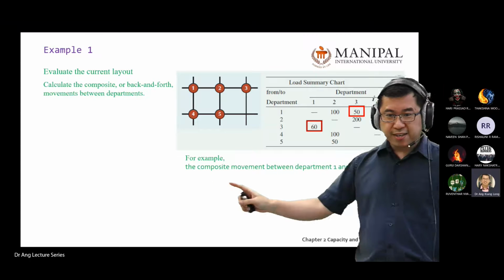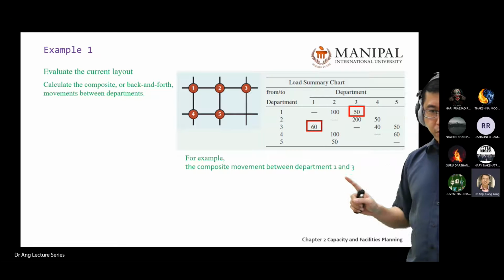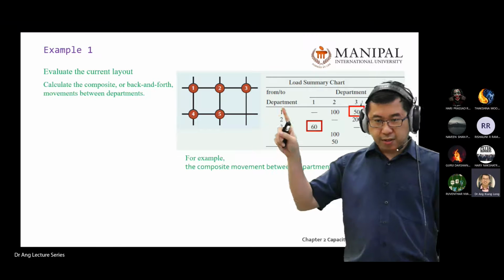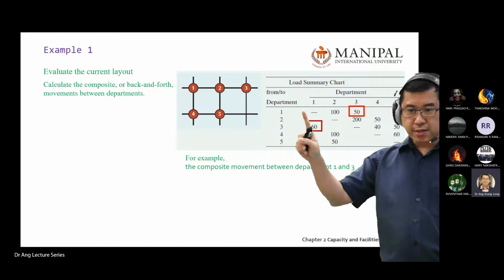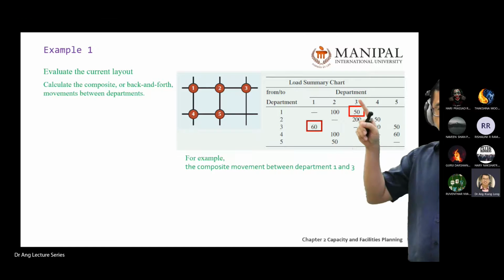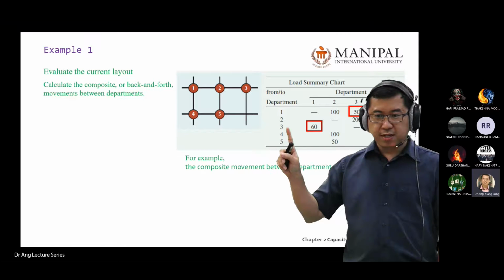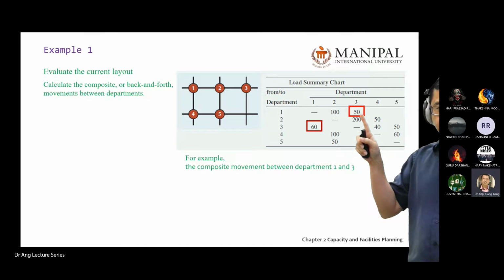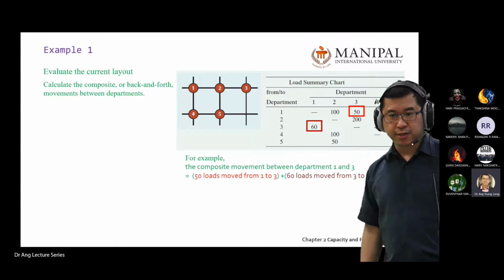Again, I repeat. When you need to find the composite movement between department 1 and 3, you need to consider back and forth. You fix with this side, you fix with number 1. Department 1 to 3, you get 50. The item was at number 3, so you need to go back. You read 3 back to 1. What is the total of composite movement? This one plus this one, you get 110.